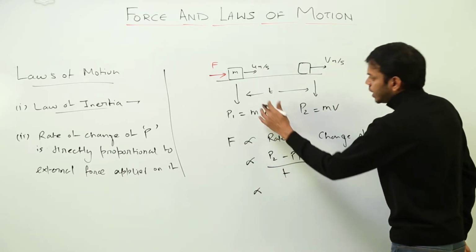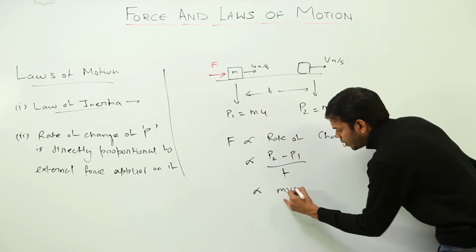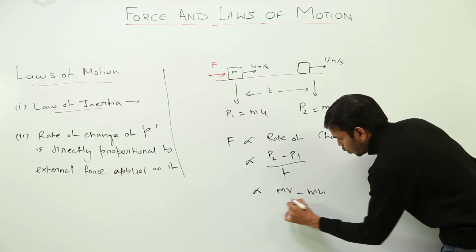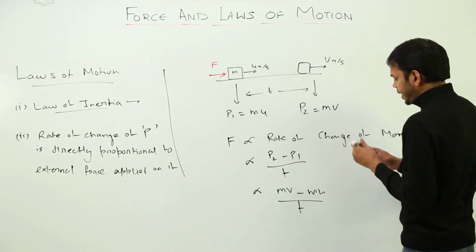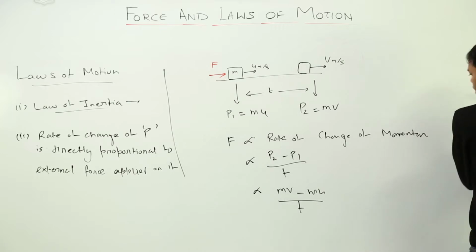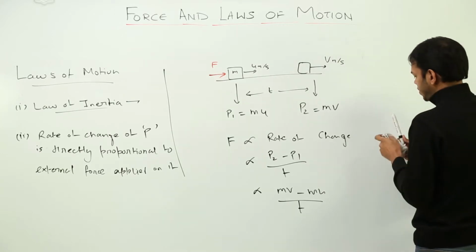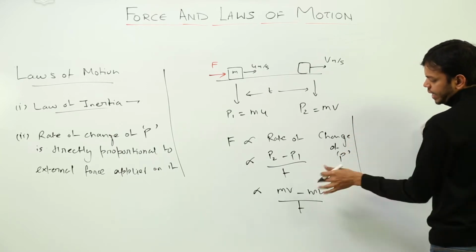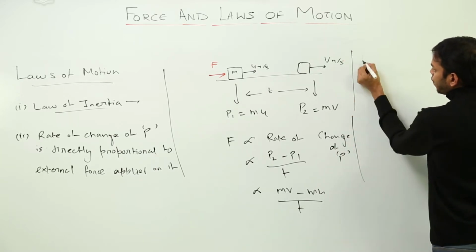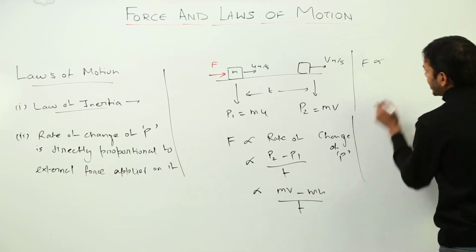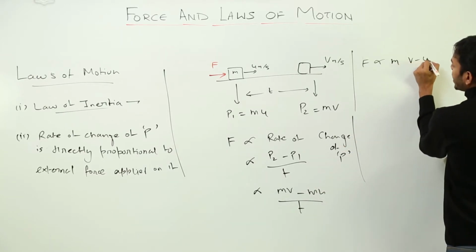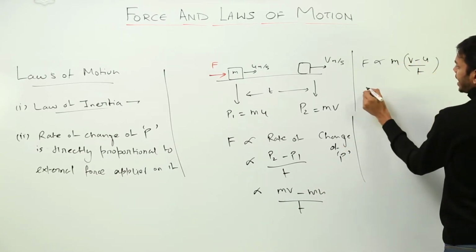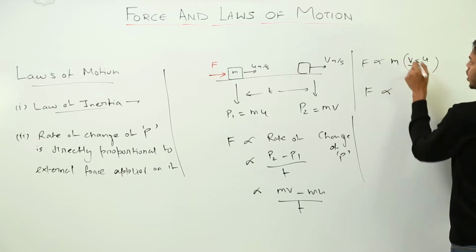What is P2? P2 is m into v. What is P1? m into u, over t. So this gives me that force is proportional to, taking m common, m into (v minus u) upon t, and hence force is proportional to, what is this?